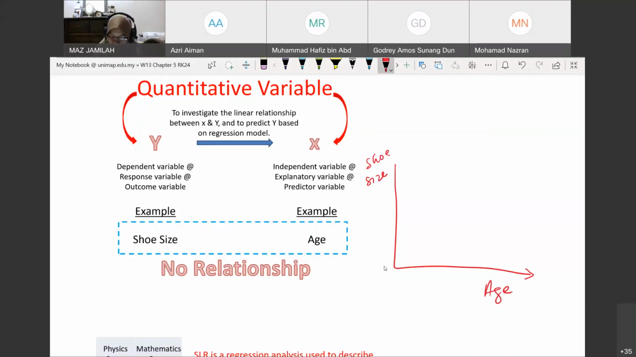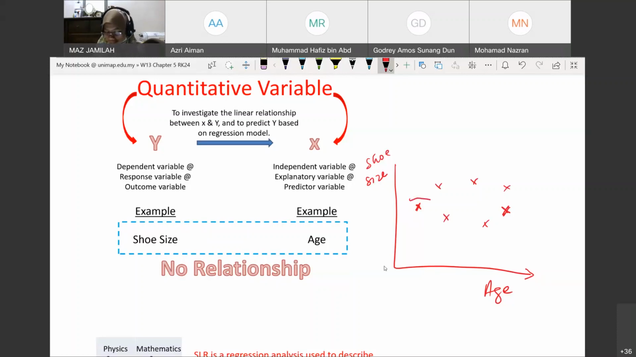It could be the younger the person, the larger the shoe size. It can also be the older the person, it will be a moderate shoe size. Or for example, maybe this way or this. So there will be places where you can see the relationship between the two variables.